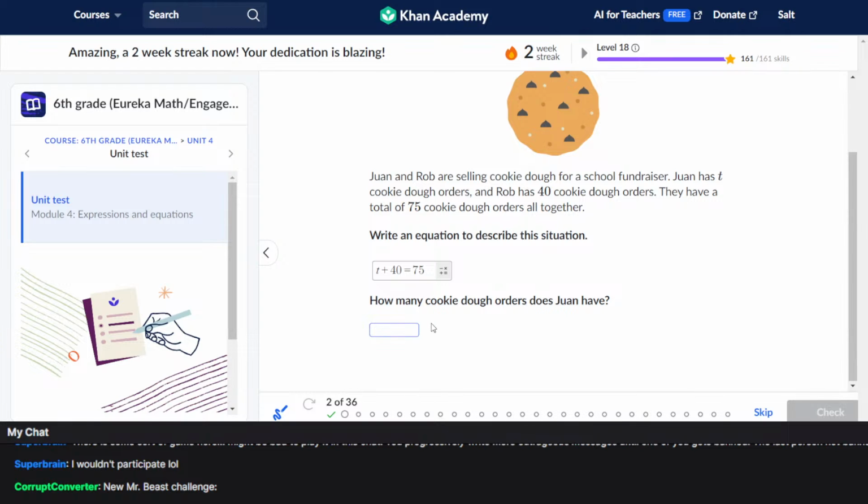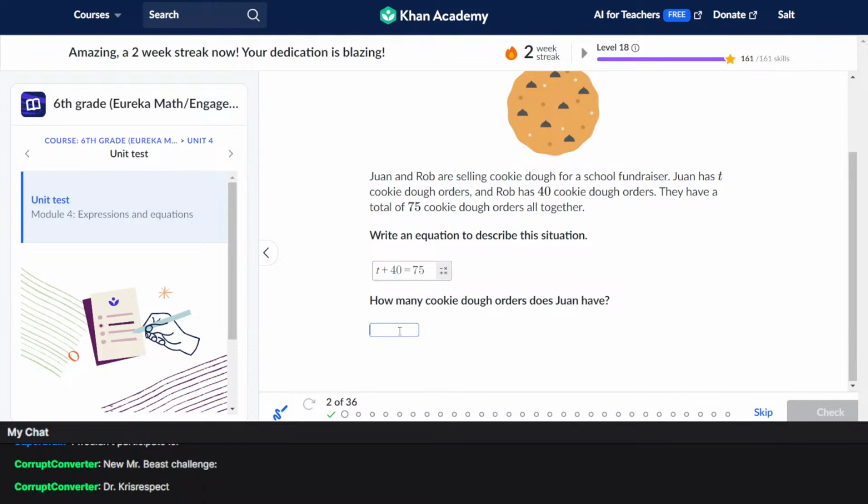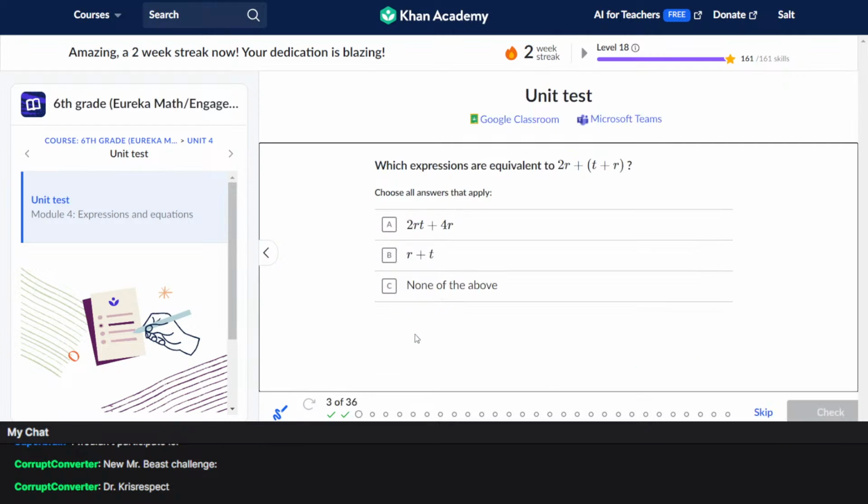How many cookie dough orders does Juan have? Oh yeah, Juan is T, so 40. Corrupt Converter 35 says Dr. Chris respect. Which is equivalent to 2R.